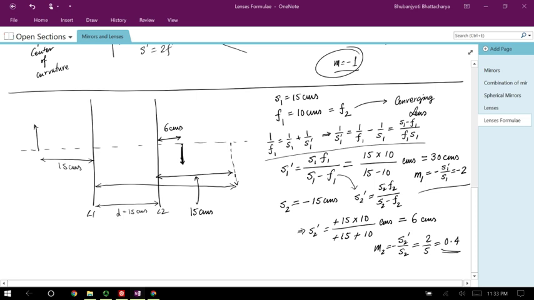Right? And we can also talk about an overall magnification. The overall magnification, M overall, will be equal to M1 multiplied by M2. In this case, that is equal to negative 2 multiplied by 0.4, so negative 0.8. Okay, so this overall magnification tells you that the original size of the object is larger than the image. The image is about 0.8 times the original object, and this negative sign tells you that the image is inverted relative to the object. Okay, so that's what we are seeing over here.